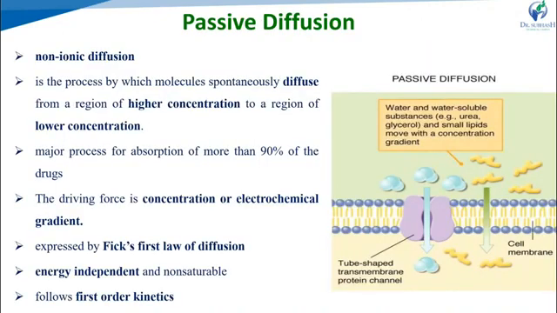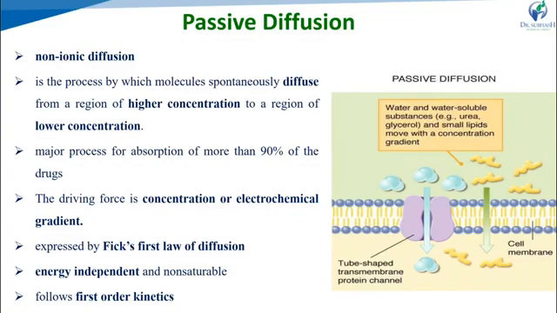The first mechanism of drug absorption is passive diffusion. It is also called non-ionic diffusion. It is a major process for the absorption of drugs. More than 90% of drugs that cross the cell membrane reach the blood by passive diffusion. Passive diffusion is the process by which molecules migrate or diffuse from the region of higher concentration to the region of lower concentration. Here the driving force for drug absorption is the concentration gradient. Concentration gradient means the difference in concentration across the cell membrane or the sites.